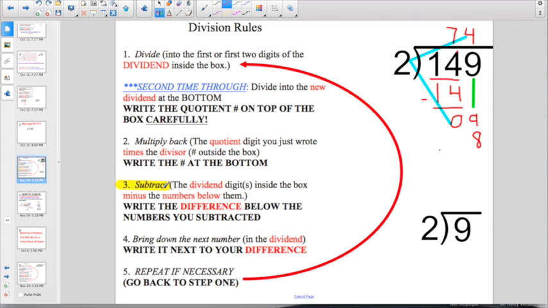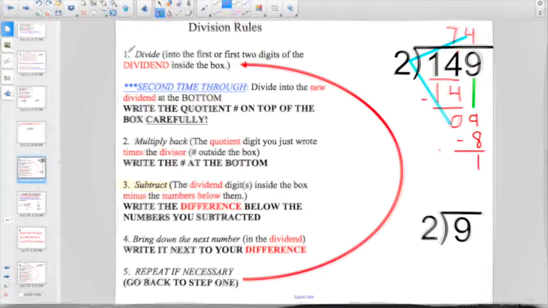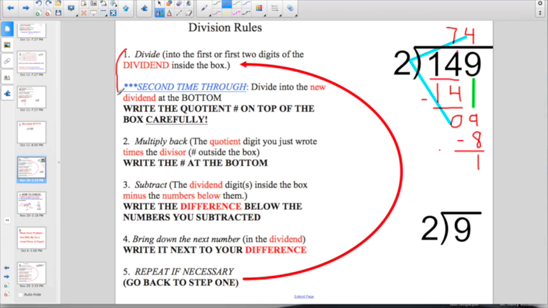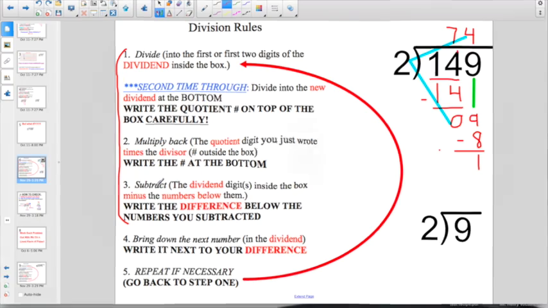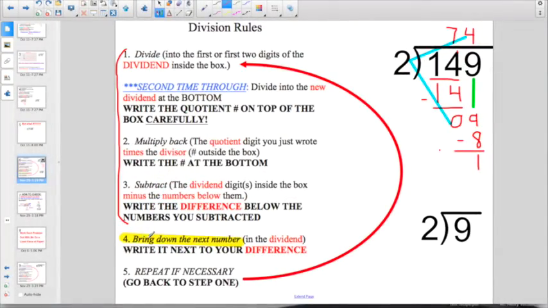Get ready for step 3. Subtract the dividend digits inside the box minus the numbers below them. 9 minus 8. Well, 9 minus 8 is 1, right? So the 3 division rules, divide, multiply back, and subtract, you always have to do. If you divide and write a quotient on top of the box, you must multiply it back and you must subtract.